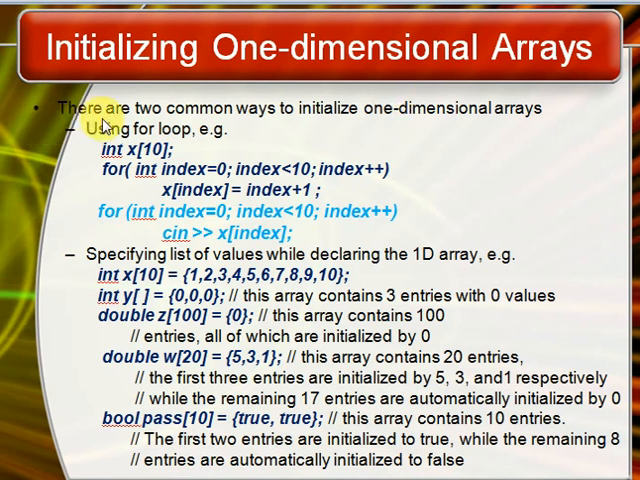There are two common ways to initialize a 1D array using a for loop. For example, int x[10] means an array having 10 elements. In the for loop, the loop control variable is index: int index = 0; index < 10; index++, and x[index] gets any value, suppose that is index + 1.